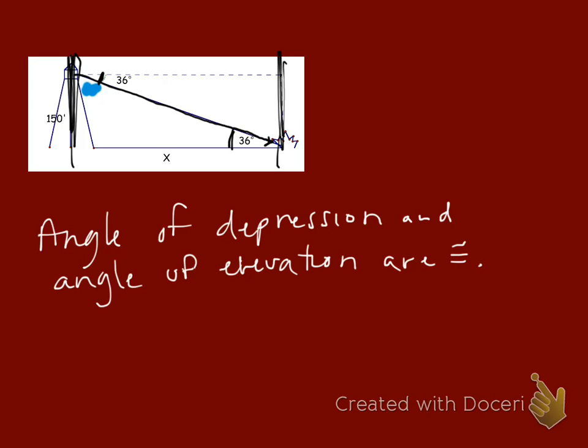So now, if I want to find the distance from the base of the tower to this fire, I can use this 36, knowing that I'm dealing with opposite of 36 is 150 feet, and then adjacent is my distance I'm looking for. So if I'm using opposite and adjacent, I'm dealing with tangent. So I would find the tangent of 36 degrees is equal to opposite 150 over x.